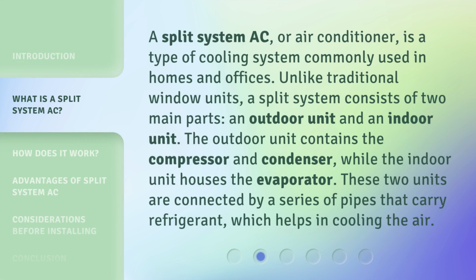A split-system AC, or air conditioner, is a type of cooling system commonly used in homes and offices. Unlike traditional window units, a split system consists of two main parts, an outdoor unit and an indoor unit. The outdoor unit contains the compressor and condenser, while the indoor unit houses the evaporator. These two units are connected by a series of pipes that carry refrigerant, which helps in cooling the air.